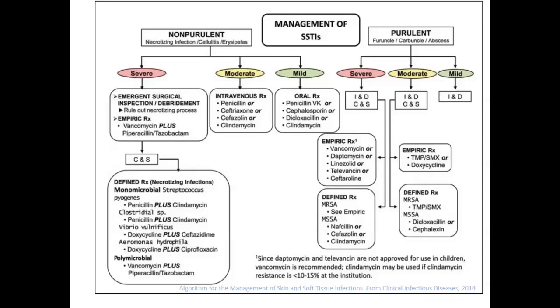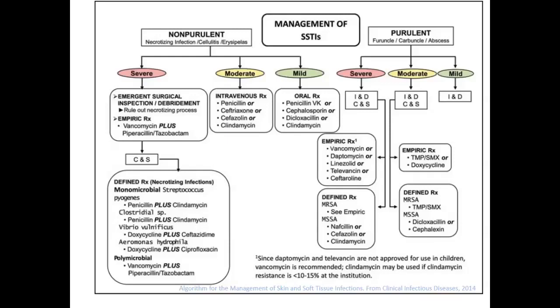For the moderate or mild non-purulent cellulitis, the list of options include these, and again, note that they don't include pip-tazo and Vanco. And then for the purulent cellulitis, again, we're talking about the more superficial processes, the abscesses, furuncles, carbuncles, the question is whether I&D is necessary. And then you can treat with many of these antibiotics in the cases of carbuncles or abscesses.